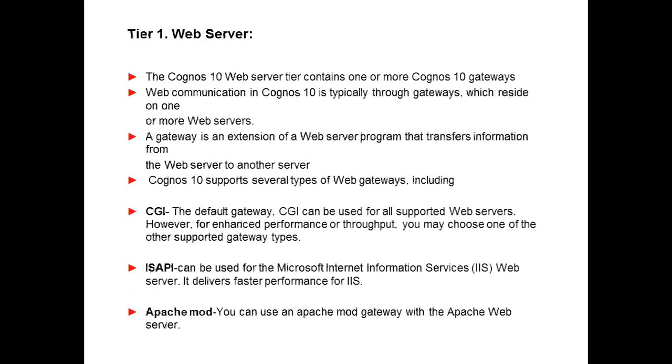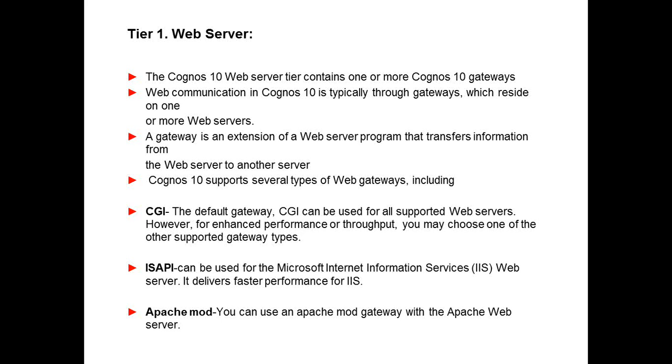So in tier 1, we can see how the data will flow from one server to another server. It has one or more gateways. The web communication mainly happens through gateways only, which reside on one or more web servers.